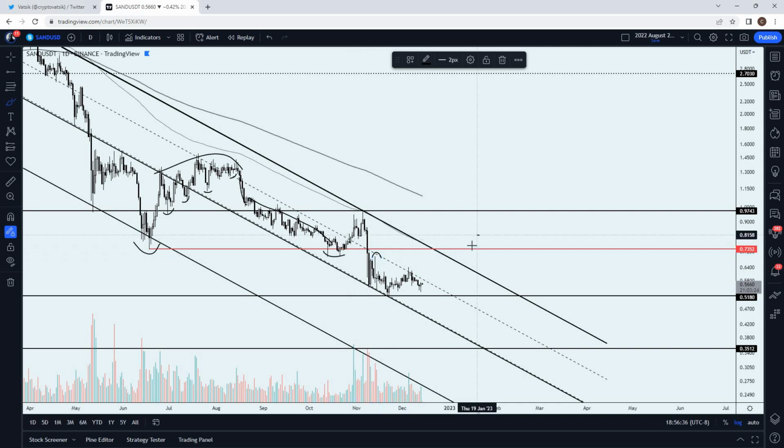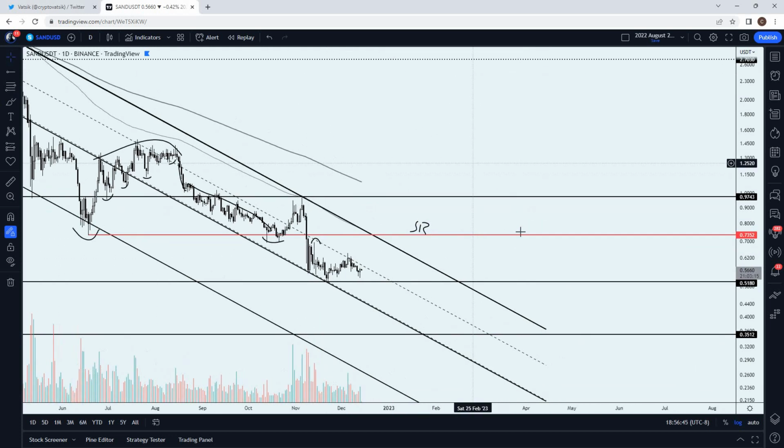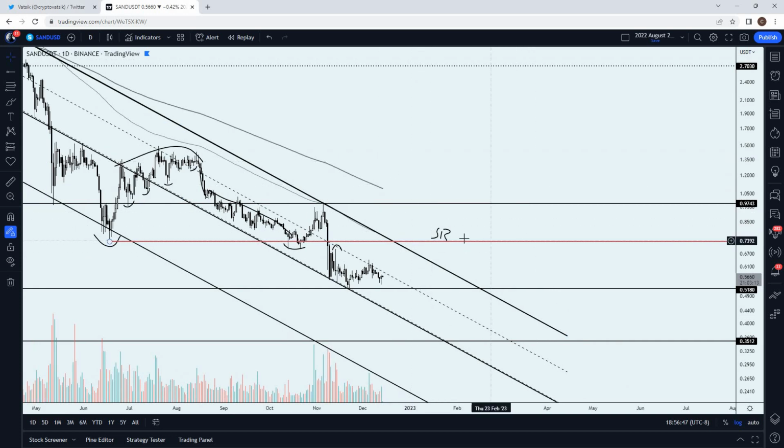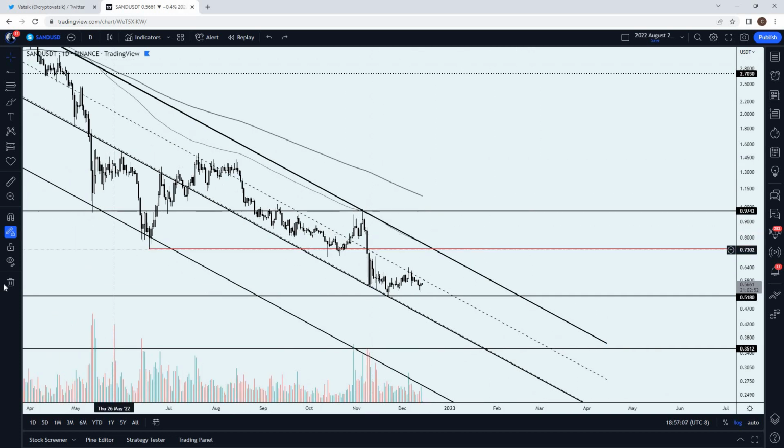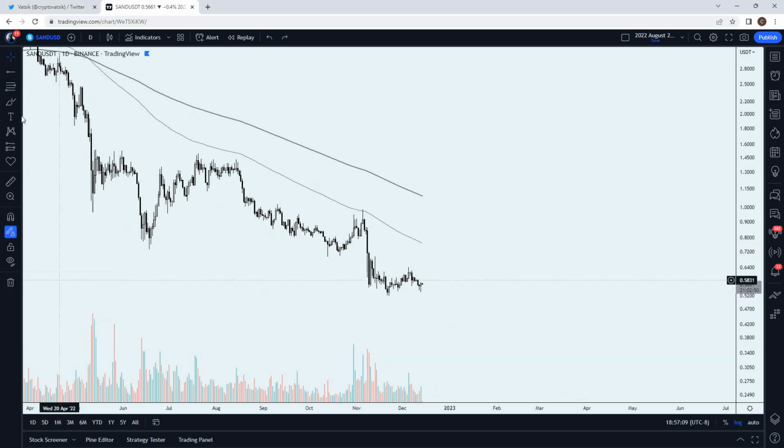Okay, so this is that key SR level that I want to see us basically flip in the mid to short term, but I just don't think it'll happen right away. But this is going to be the key level in the future that I think will be very powerful once we can reclaim it. Okay, so now the chart's getting pretty busy, so let's look at it a different way here for now.